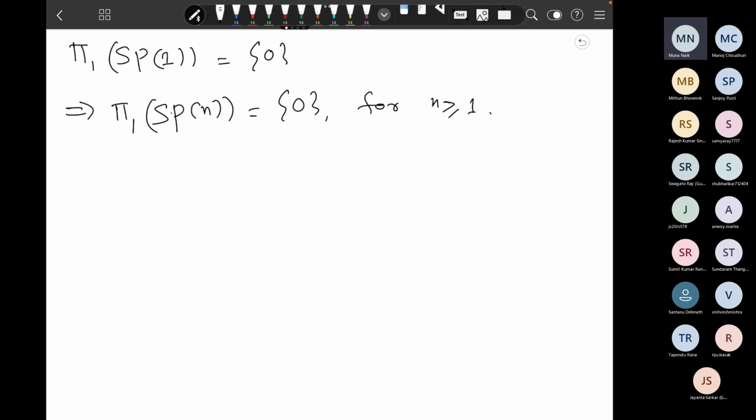So by now we will use this to calculate the fundamental group of so-called non-compact connected classical Lie groups, and I will just give 2 examples only.